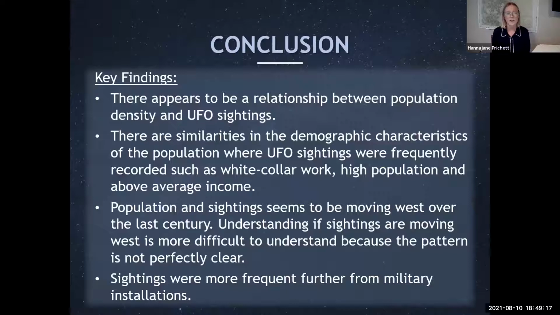In conclusion, it was found that there appears to be a relationship between population density and UFO sightings. There are similarities in the demographic characteristics of the population where UFO sightings were frequently recorded, such as white-collar workers, high population, and above average income when compared to US median household income. Population is moving west in a linear fashion, while sighting centroids were more distributed over time, not revealing a clear concrete pattern. And last, sightings were more frequent further from military installations.